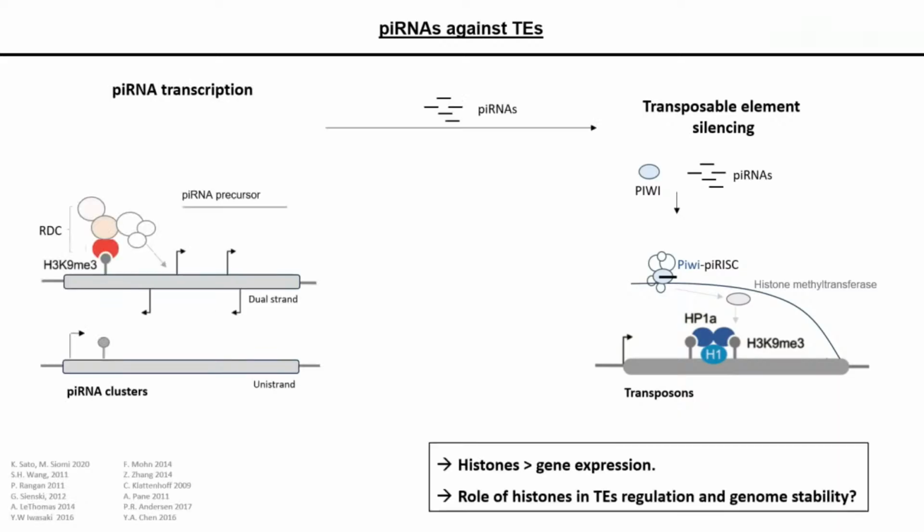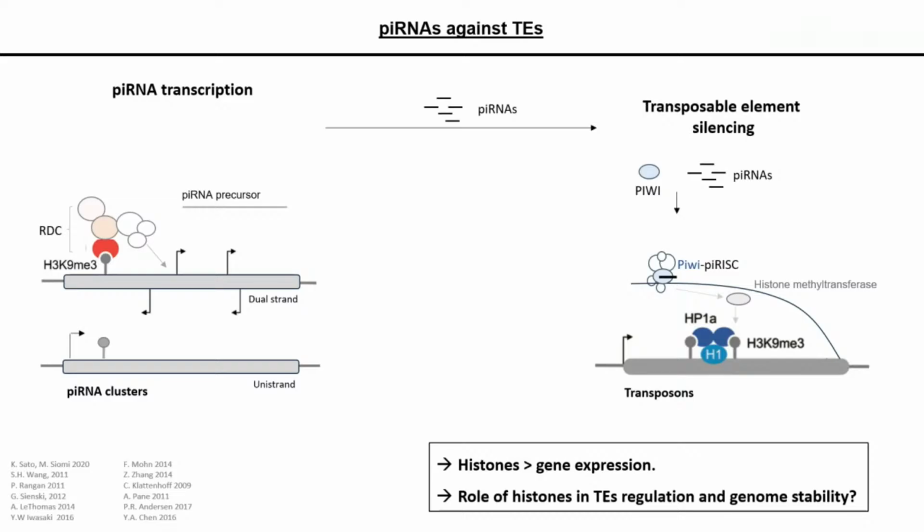These piRNAs emerge from the transcription of long piRNA precursors that also require H3K9 trimethylation and a very interesting complex called the RDC, Rhino, Deadlock and Cutoff. And very interestingly, in Drosophila, piRNA clusters can be expressed either in the soma, in the germline, or in both tissues. And they can also be transcribed as unistrand or dual-strand piRNA clusters.